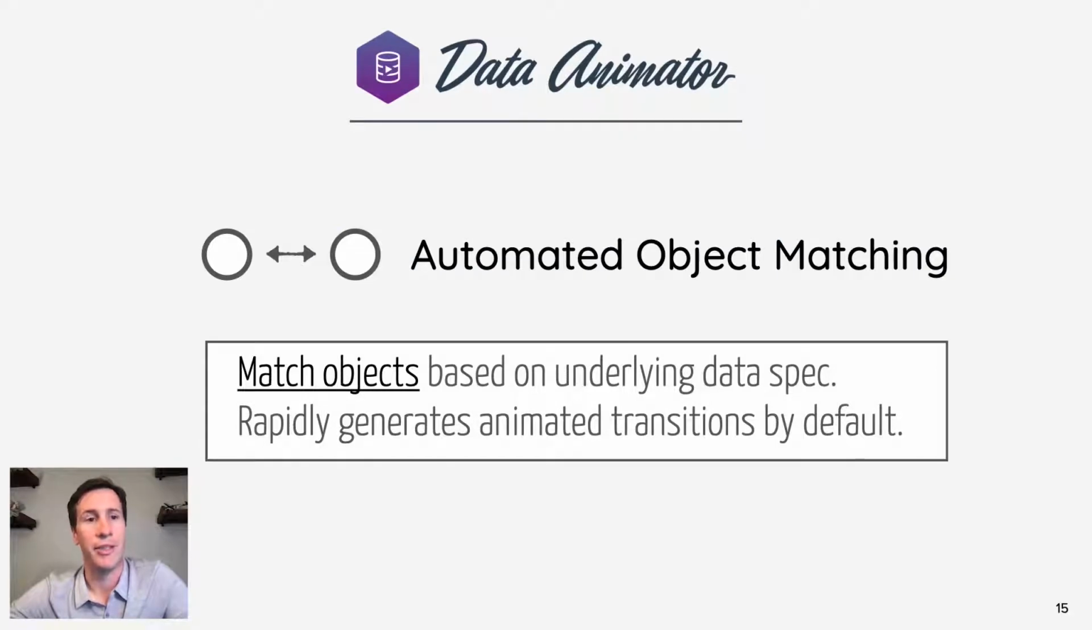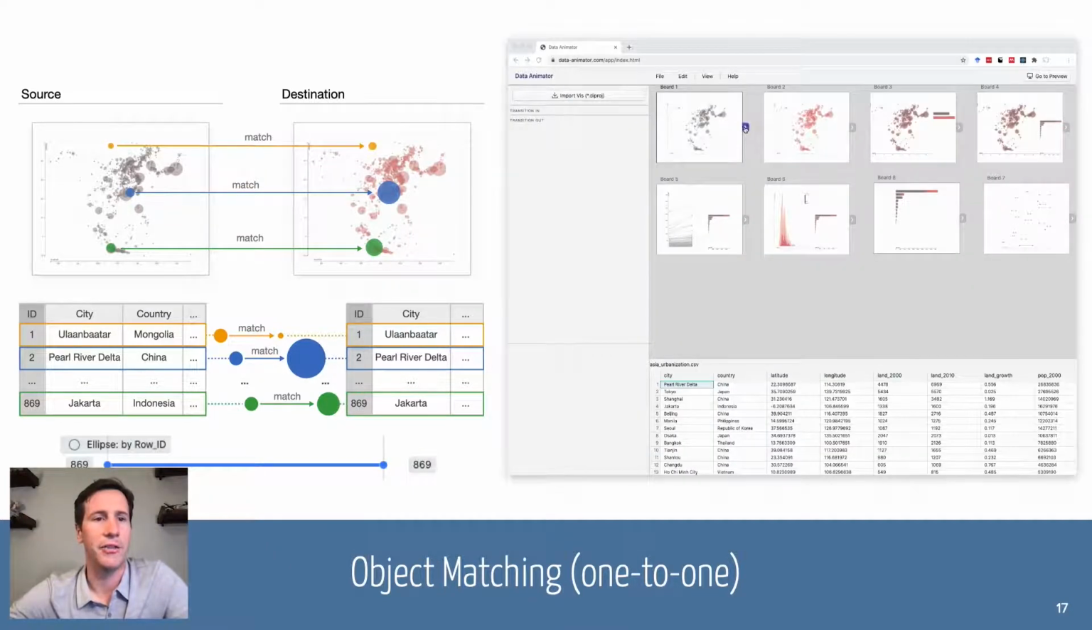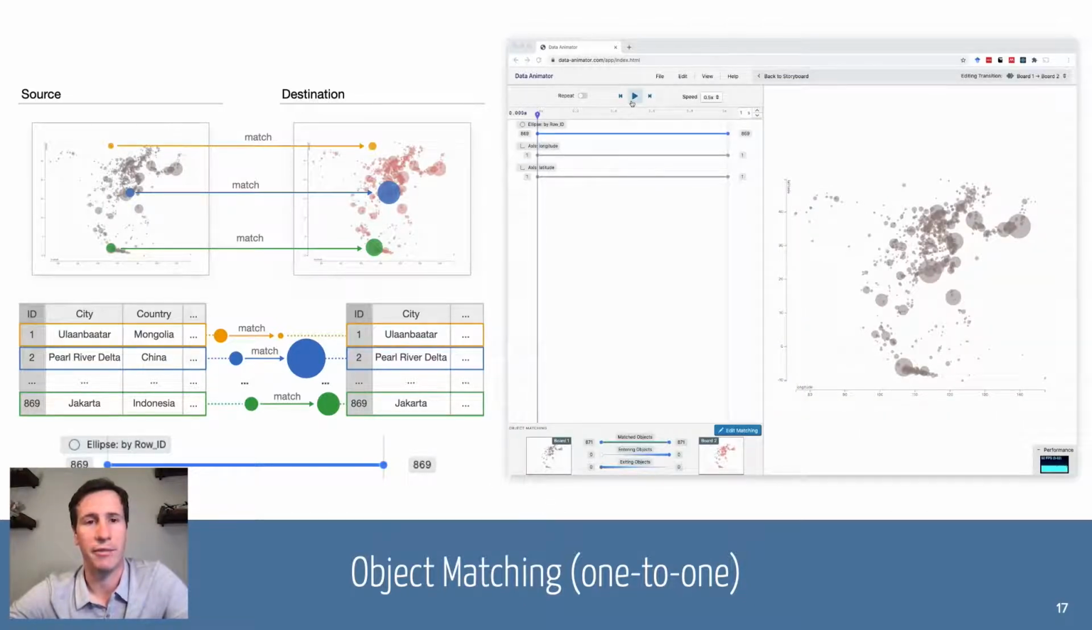First, Data Animator introduces a novel object matching algorithm that generates transitions by default between two visualizations. In this transition, the circles between two static visualizations are matched by the algorithm. This is a simple match of 1-to-1, where the cardinality of these circles matches as well as their data scopes. In the interface, we create a connection, and an animating transition is generated by default. These ellipses appear as a layer on the timeline, and their size and color tween.